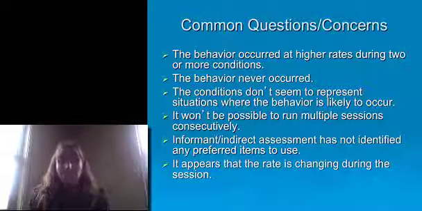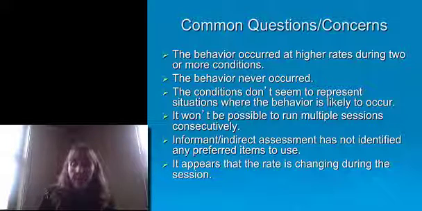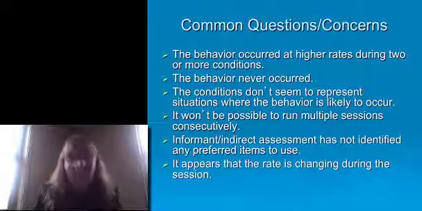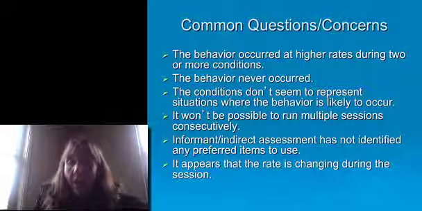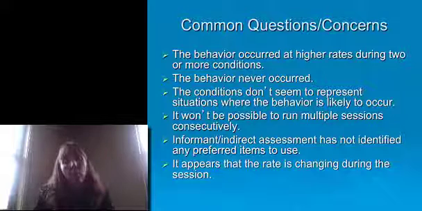Sometimes we can't run multiple sessions consecutively because we can't take the child out of their experiences or their activities at school for long enough. And so we don't get enough samples close in time. Sometimes we don't have good items to use, so that makes it difficult. If we don't have preferred items, it makes it hard to really ensure that we're withholding access to preferred items or providing reinforcers upon behavior. Or sometimes we get a lot of variability within the session.